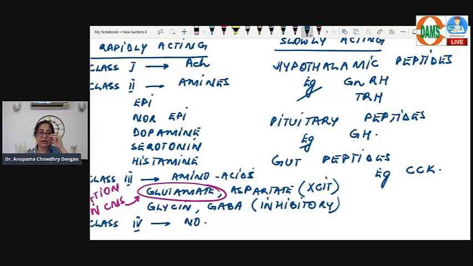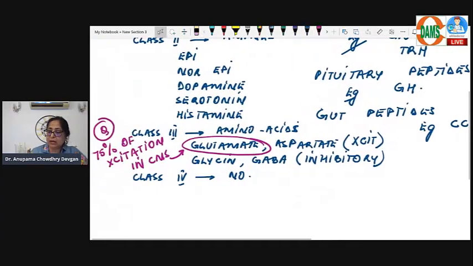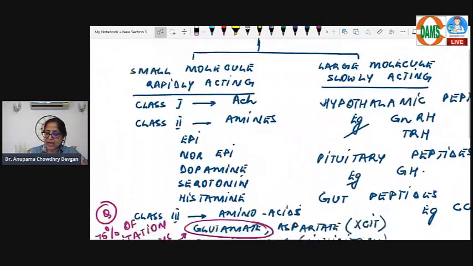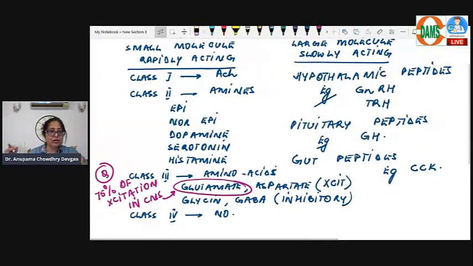What I'm trying to highlight here is that hypothalamic hormones such as GnRH and TRH, peptides secreted from the hypothalamus, are not just hormones, they can also act like neurotransmitters. Pituitary peptides and gut peptides can act like neurotransmitters. But these are all large molecule and slowly acting neurotransmitters. This is as far as the different types of neurotransmitters are concerned. The small molecule rapidly acting are divided into 4 classes. Class 4 is nitric oxide. NO is nitric oxide.